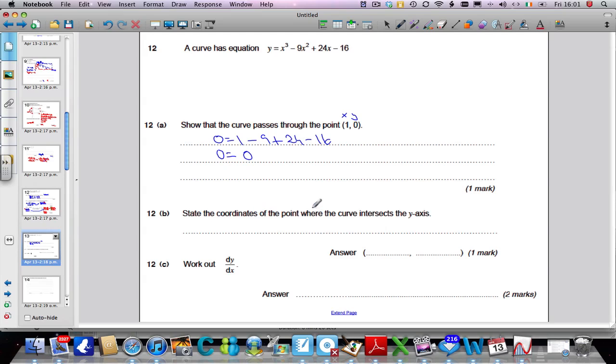State the coordinates of the point where the curve intersects the y-axis.